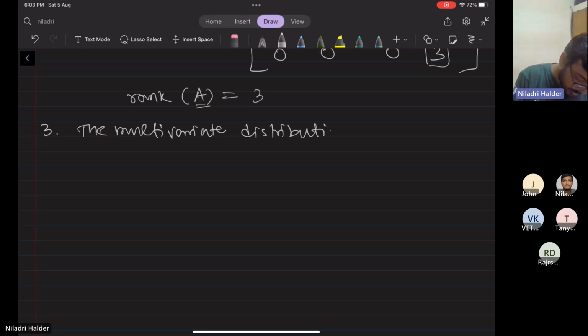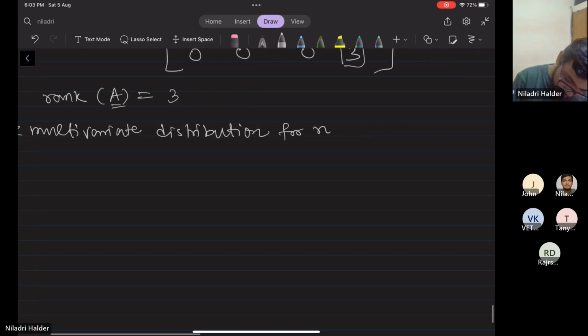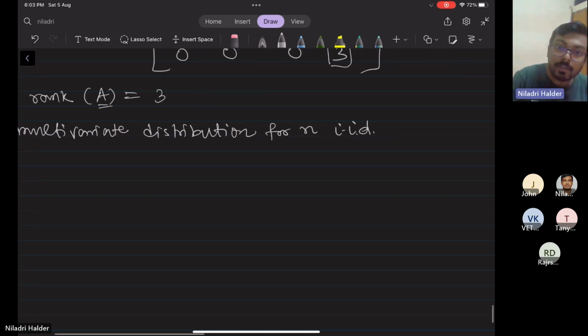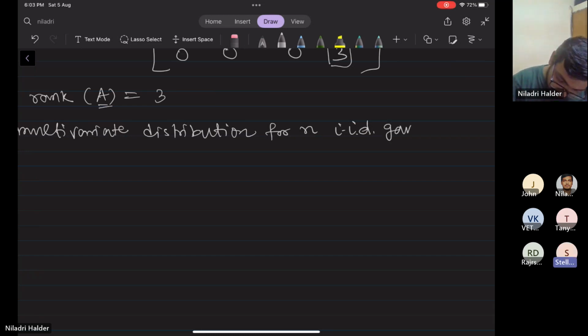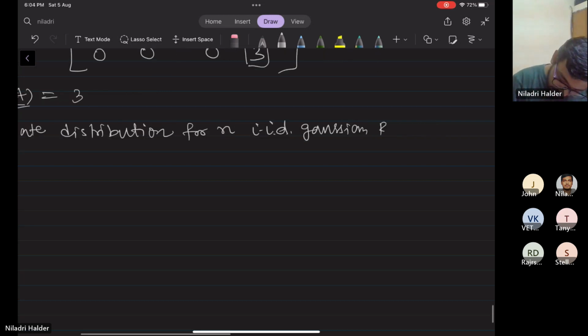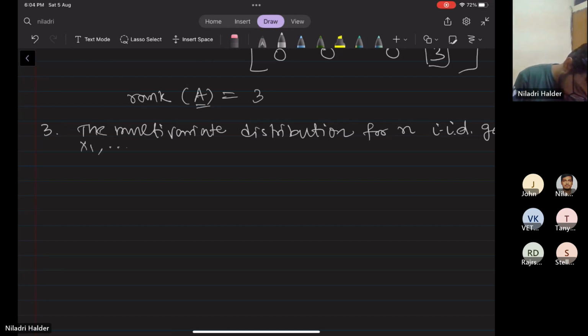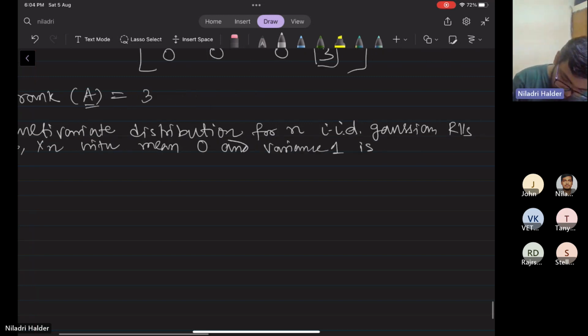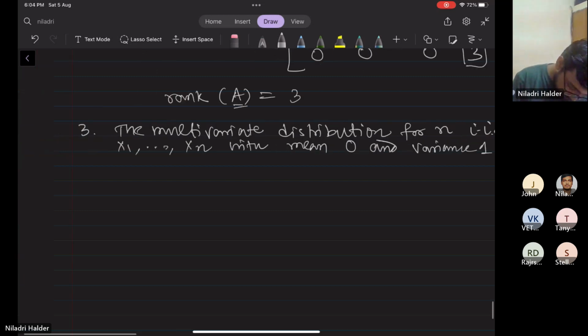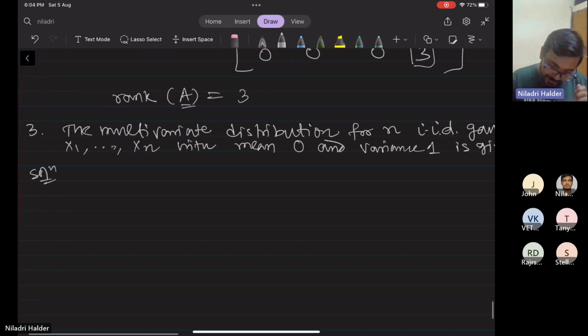the multivariate distribution for n IID Gaussian random variables x1 to xn with mean 0 and variance 1 is given as, okay, so n IID random variables.